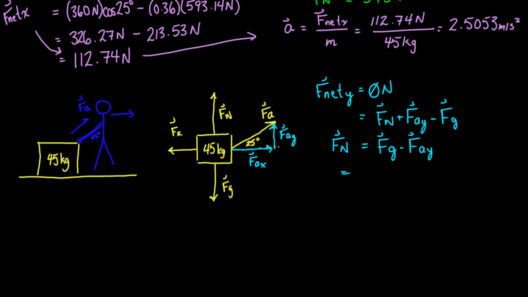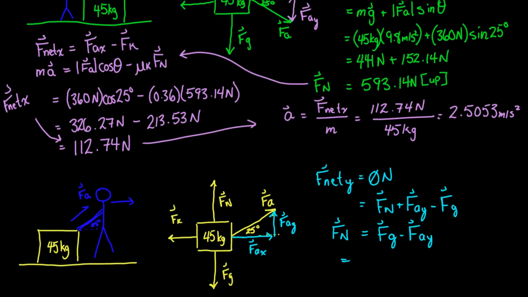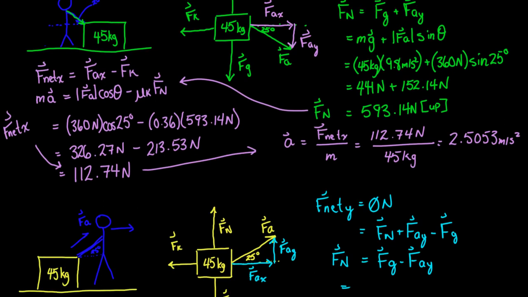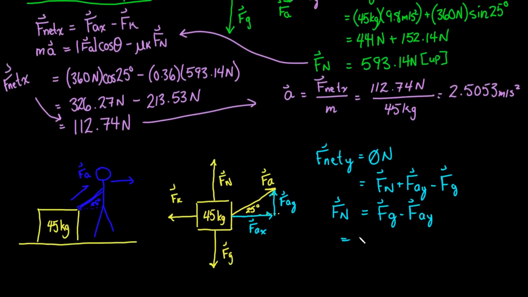So now, to solve for the force normal, notice we're not going to have to do any of those calculations anymore because you've already solved for all these forces, right? Force of gravity was 441 newtons, and your force applied in the y direction was 152.14 newtons. So this time, when we are pulling, the force of normal is only equal to 288.86 newtons, okay?